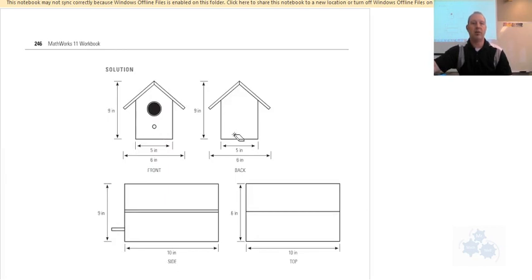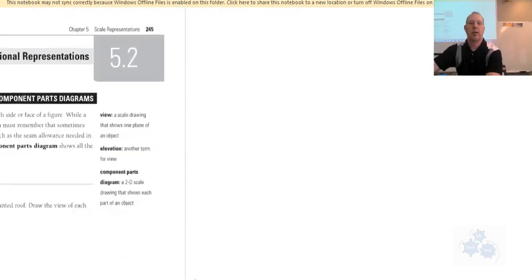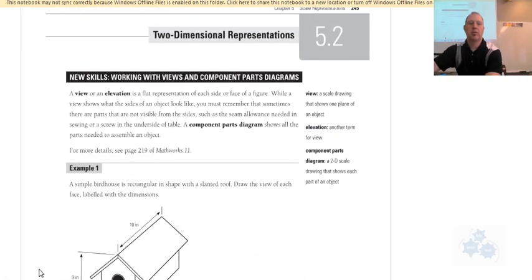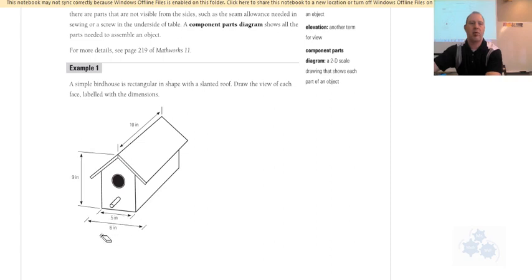The back view is going to look exactly the same as the front view, except it's not going to have the hole or the perch. Okay? And from this diagram, I don't know why it keeps changing views here. This is weird. From this diagram, you're going to have to label what the dimensions are, right? So this is the length, obviously, and this 9 is the height.